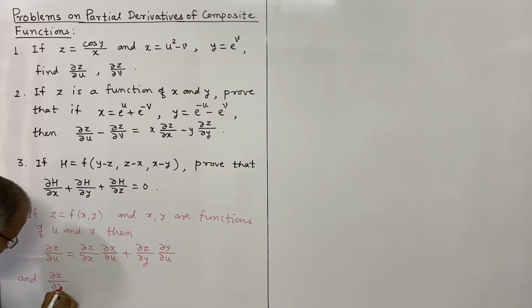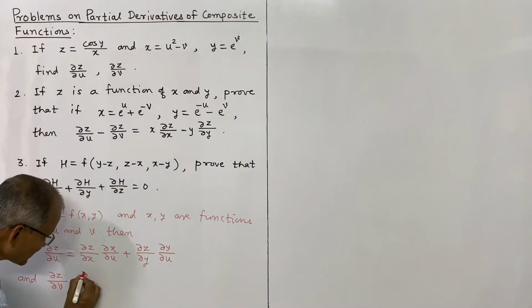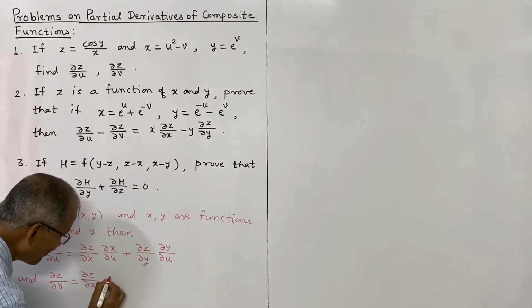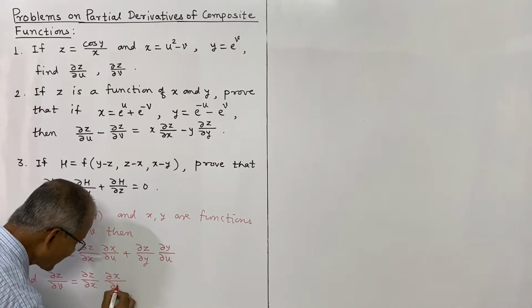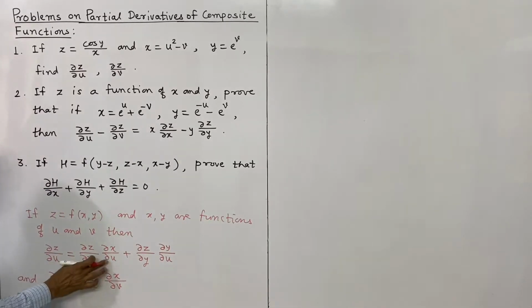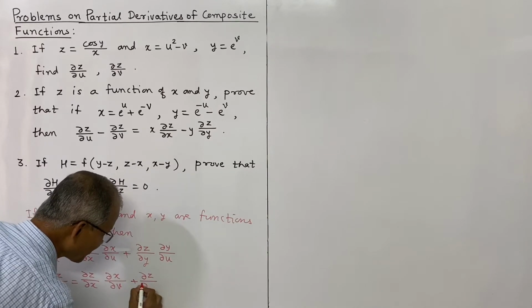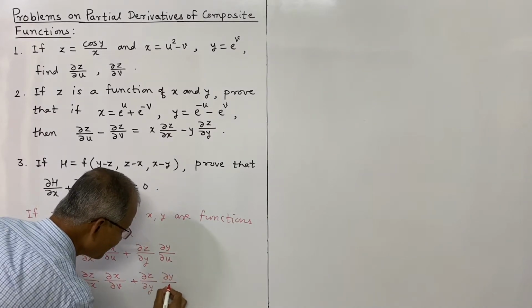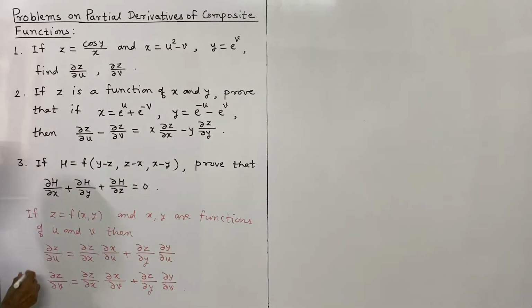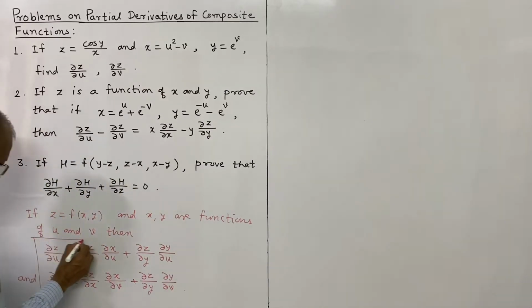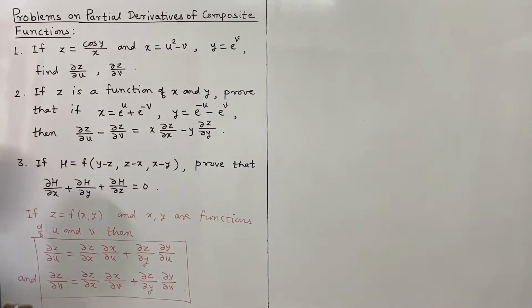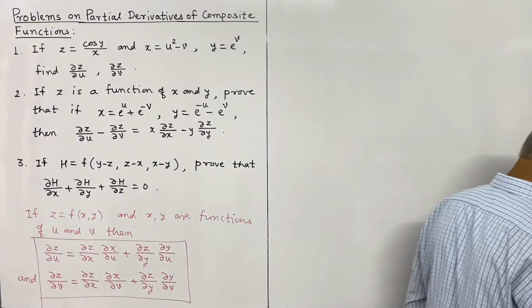Now the partial derivative of z with respect to v is given in a similar manner: first the partial derivative of z with respect to x, then the partial derivative of x with respect to v. Now the variable is changed from u to v. So this is the corresponding change, plus the partial derivative of z with respect to y, and then the partial derivative of y with respect to v. So this is the chain rule, and that we have to remember. So here z is a function of x, y, and x, y are functions of u and v. That we have to note.